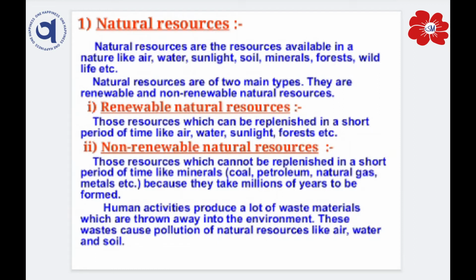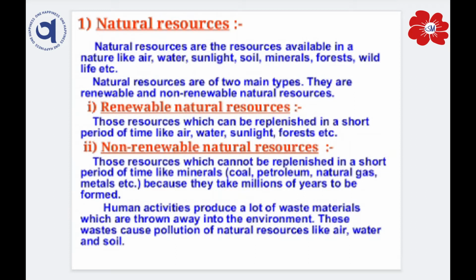So today we are discussing chapter number 16, Management of Natural Resources. In this chapter we are discussing natural resources, types of natural resources, and some national laws to protect the environment.